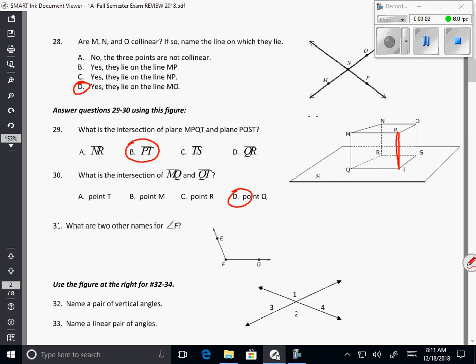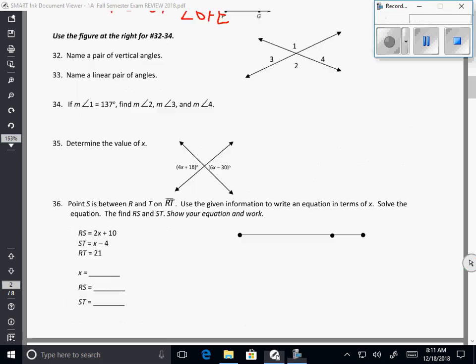Another name for angle F could be angle EFG, or angle GFE. 32, a pair of vertical angles. You could have said 1 and 2, or you could have said angle 3 and angle 4. Either one. A linear pair of angles, you've got a lot of choices. You could have said 1 and 3, 1 and 4, 2 and 4, or angle 2 and angle 3. Any of them that are adjacent to each other would be a linear pair.